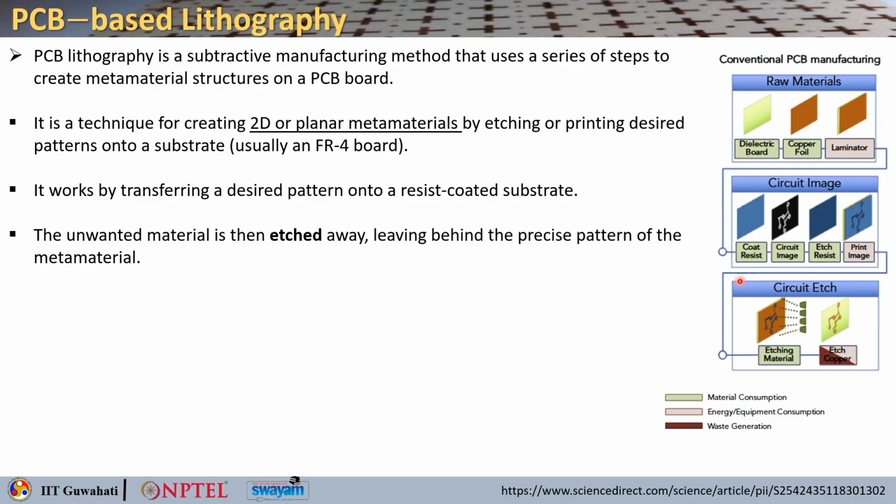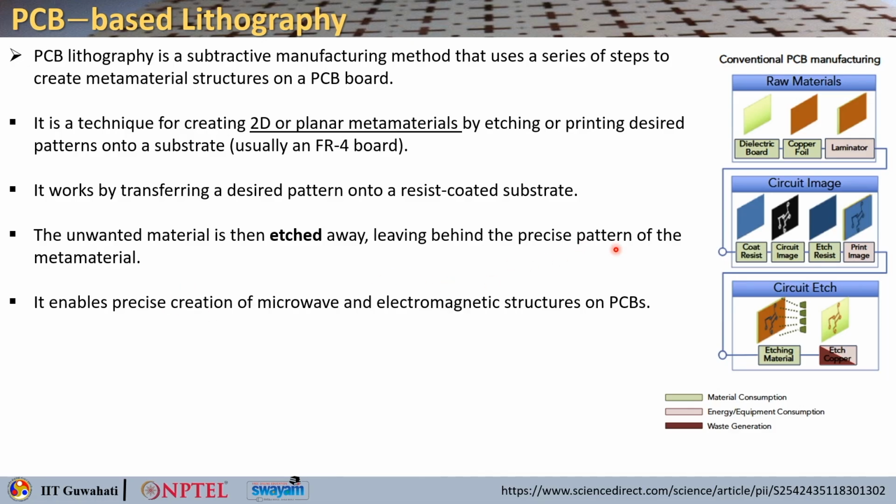You etch the resist and you print the image, okay. And finally, you do the circuit etching, that means you etch the material out. So, what you are left with is only the pattern on the dielectric. Okay. So, this is basically the copper pattern on the dielectric, right. So, this is how the unwanted material will be etched away and you will get the precise pattern on the metamaterial.